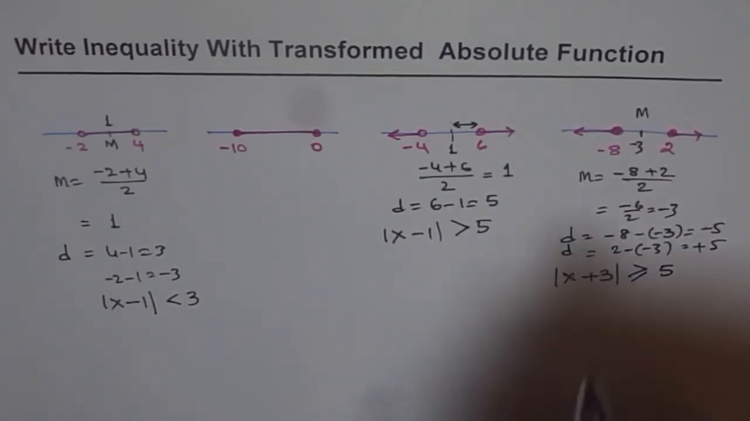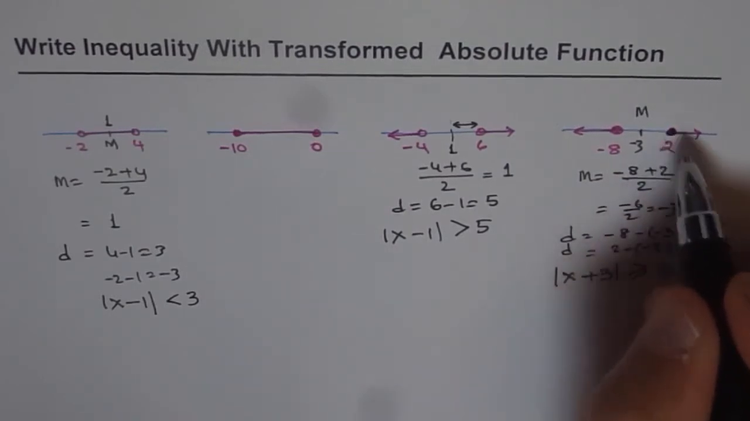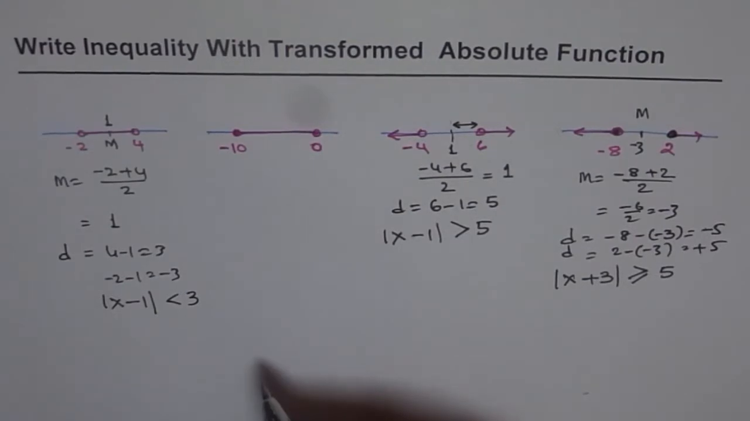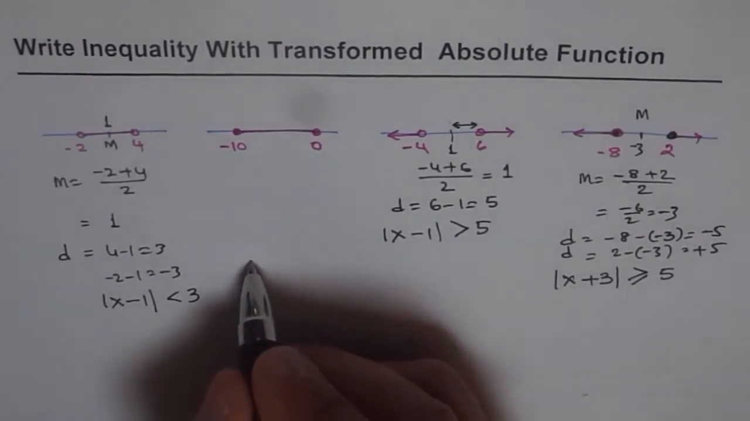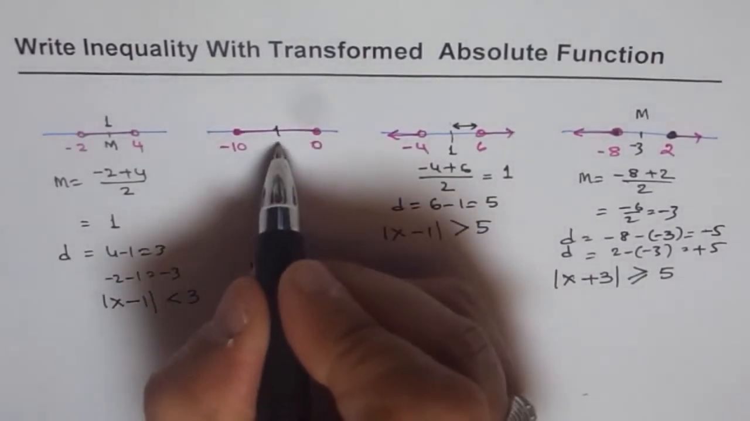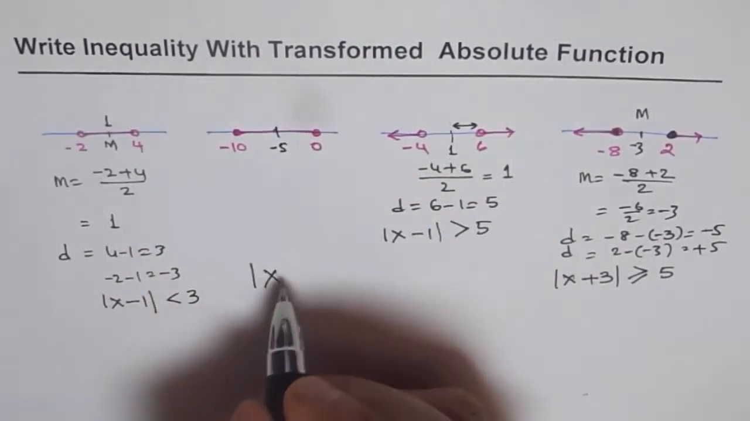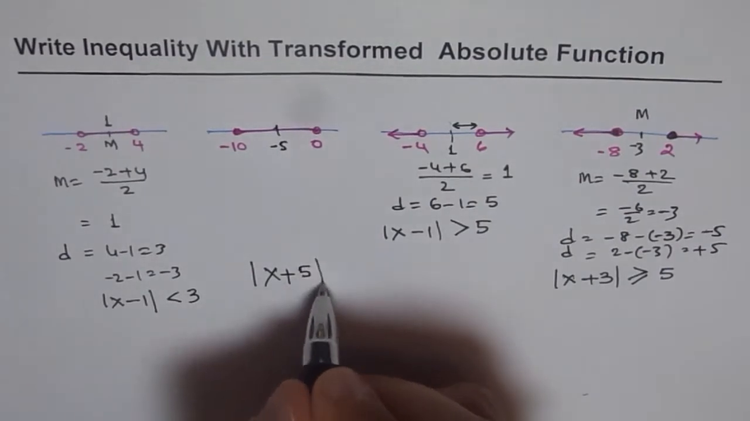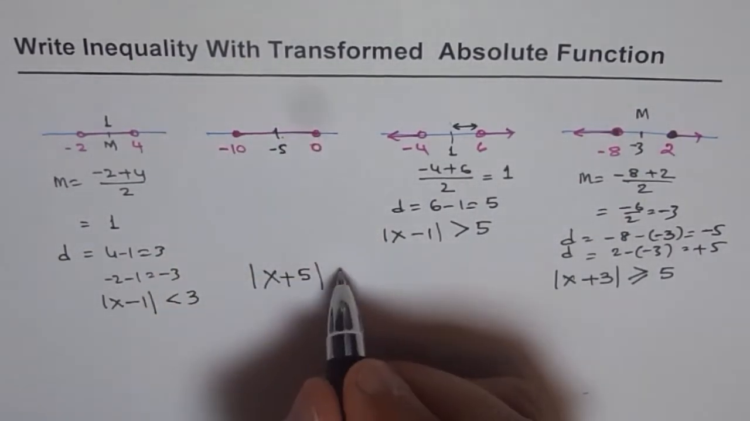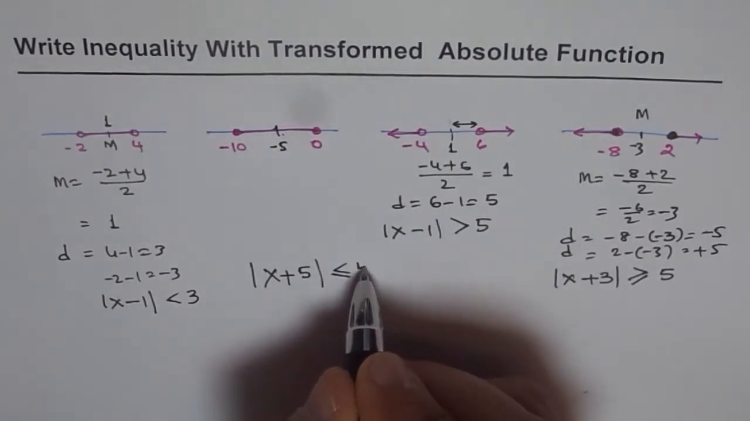Why greater than equal to? Since they are filled in. Do you see that? They are filled in. I hope you have written the solution for this one. By now, the solution is very clear. You have transformed function and you move left. Center point is at minus 5. So it will be absolute x plus 5 is your function, and you are 5 units away from either end, right? So less than equal to 5.